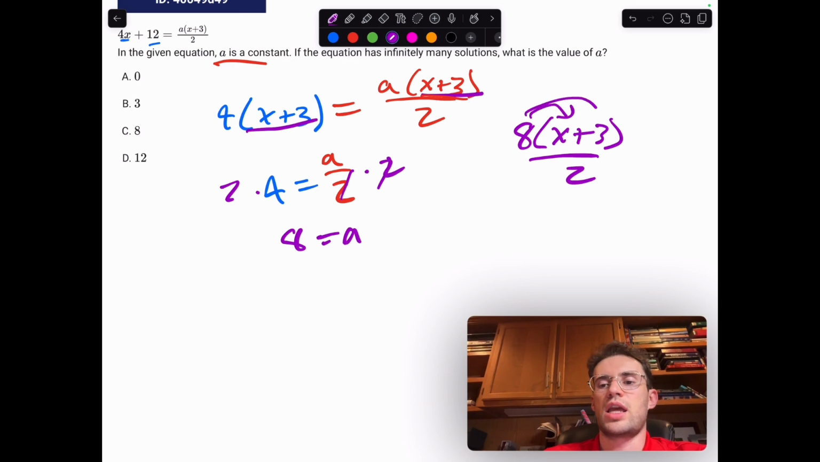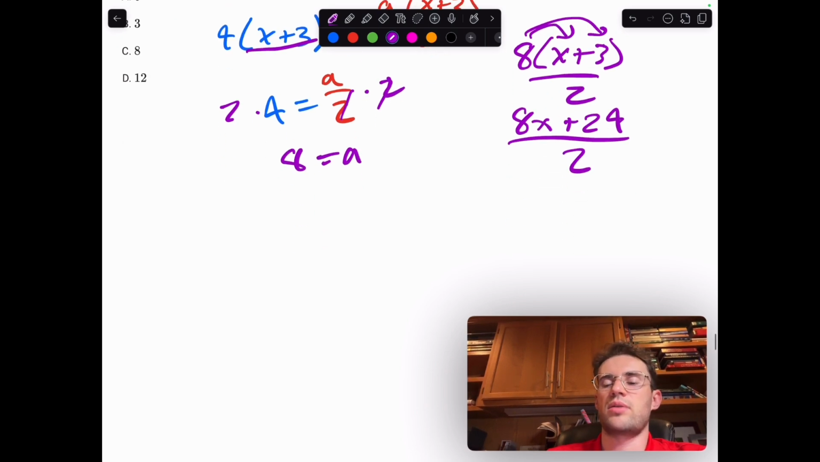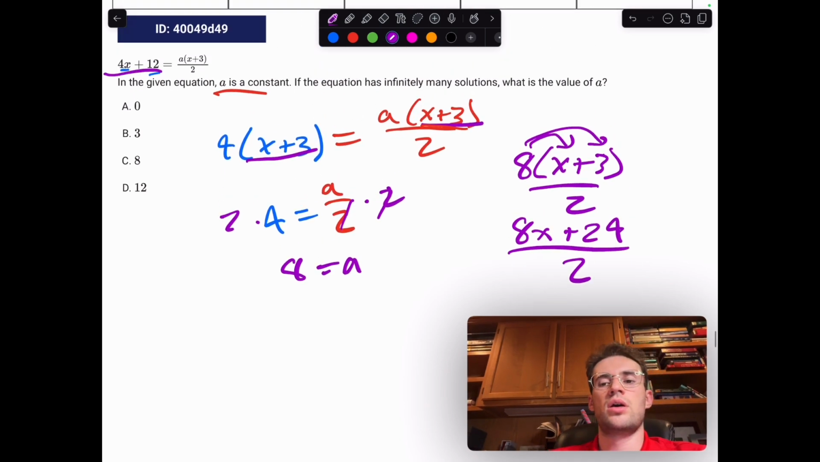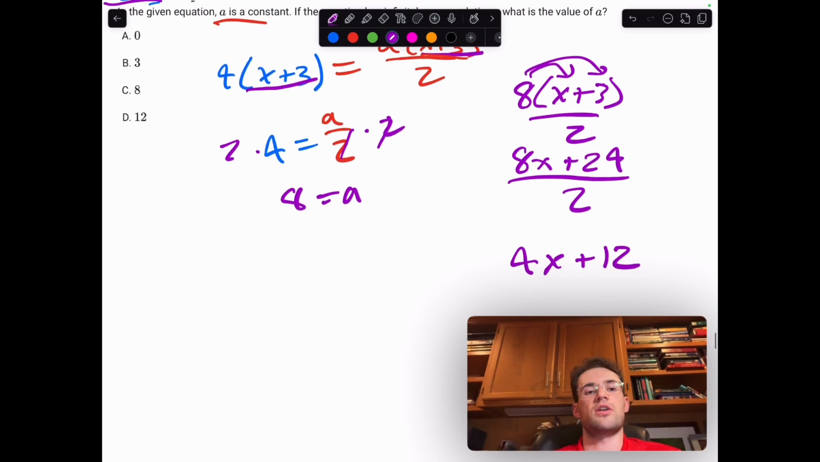We'll distribute the 8. That gives you 8x plus 8 times 3 is 24. 8x plus 24 divided by 2. 8x divided by 2 is 4x. 24 divided by 2 is 12. Right, 4x plus 12, which is the same thing on this side. So that would be infinitely many solutions because you have the same on both sides. It's always equal to itself.